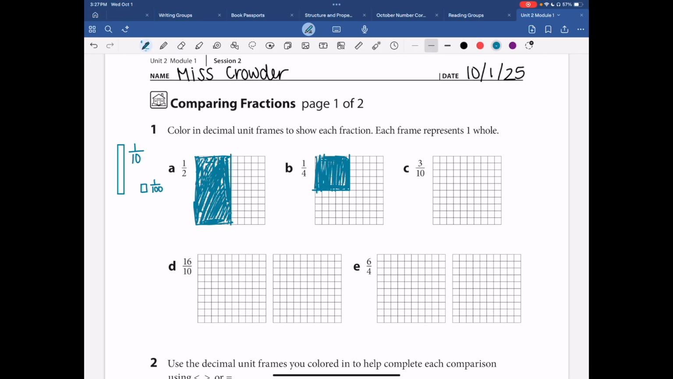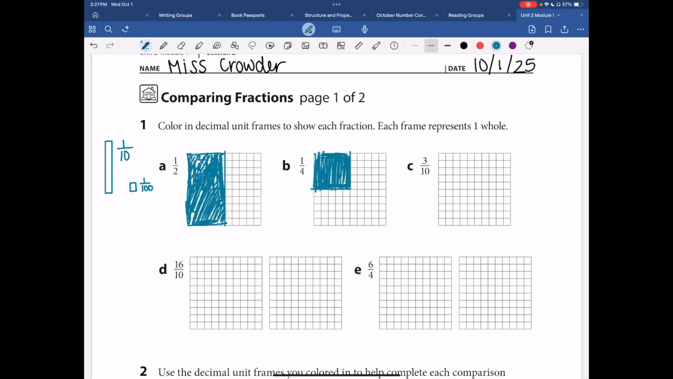All right. I want you to go ahead and try C. You should have A and B filled in. I know I'm doing it with you, but just because I'm doing it with you doesn't mean just leave it blank. So it wants you to fill out 3/10. Remember, a tenth is one column, or it could be one row as well. So go ahead and shade in 3 of those tenths. You might want to pause the video.